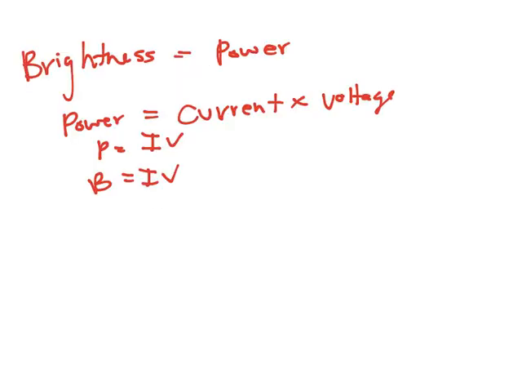Alright, first off, brightness is essentially the power. So how much power goes through it determines how bright it's going to be. Remember, power is current and voltage, so therefore brightness is going to be determined by how much current and voltage you have.